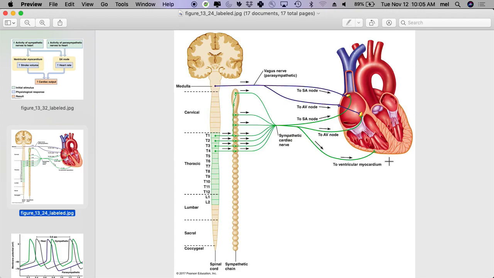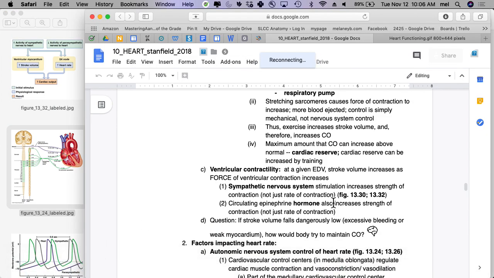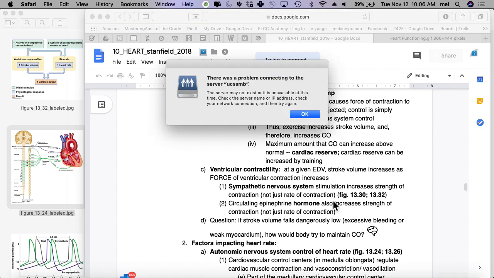So that's independent of how full the heart is. The sympathetic nervous system can and does cause both stroke volume and heart rate to increase. That's what ventricular contractility means. It doesn't mean Starling's law. Starling's law is volume dependent. Contractility is independent of volume. It basically says that the sympathetic nervous system increases the strength of contraction, not just the rate of contraction.